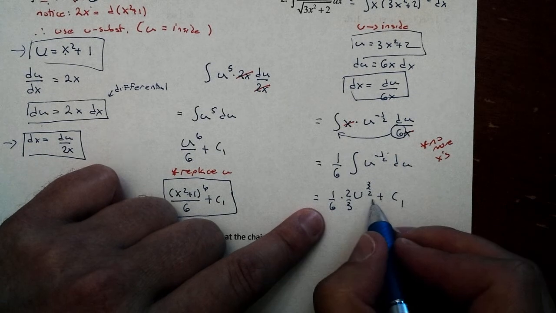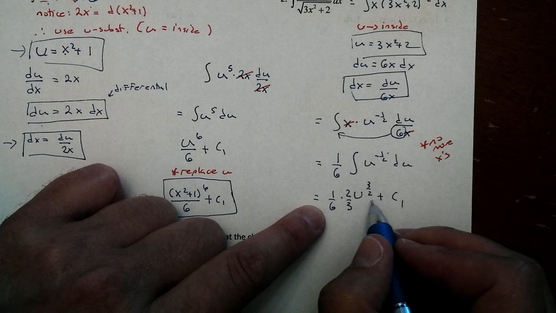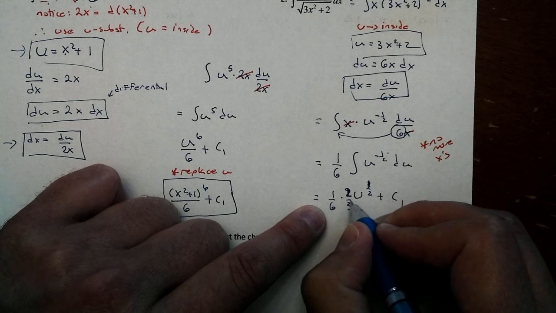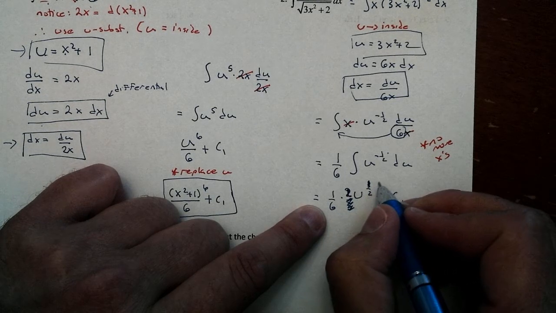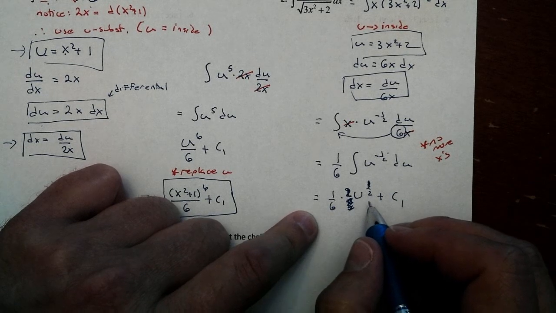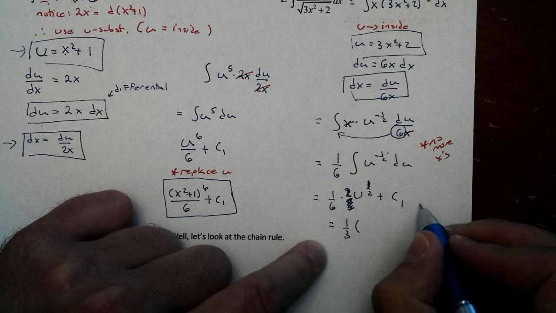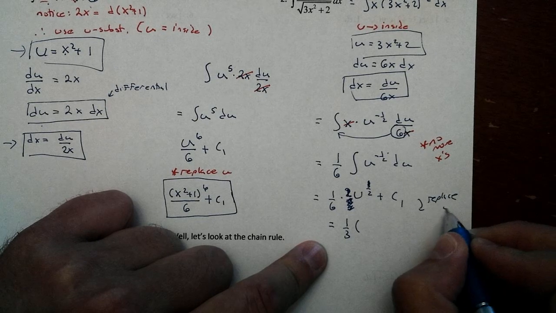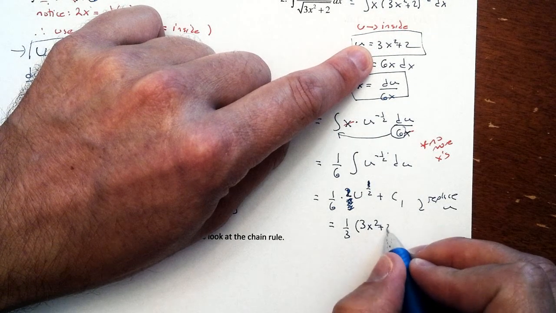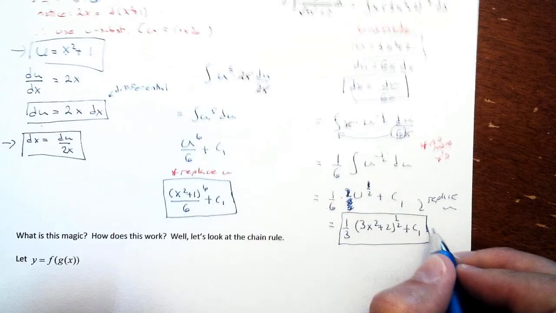Now I'm going to do two things at once here. Oops, that should be a positive 1/2. Sorry, negative 1/2 plus 1 is 1/2. And you flip it, you just get 2 over 1. So I am going to simplify this to make this 1/3. And again, I am going to replace u. And u, again, in this situation is 3x squared plus 2 to the positive 1/2 plus c1. There we go. And there's our antiderivative.